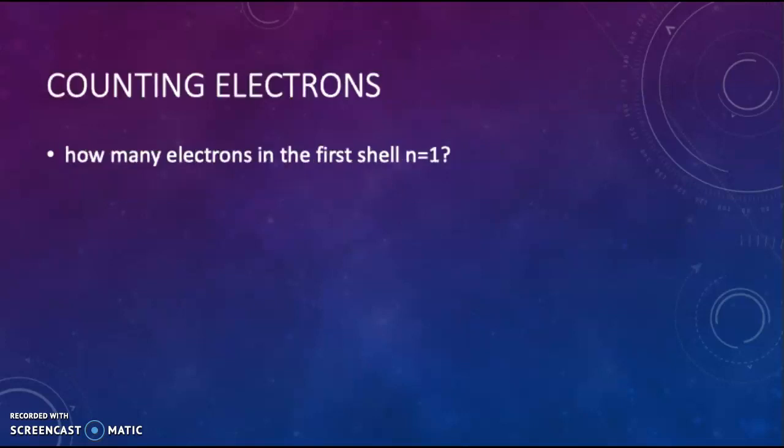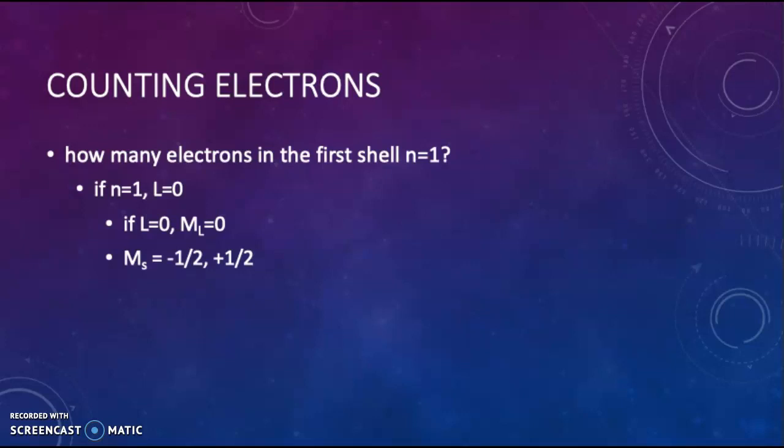Let's say we want to count how many electrons can fit in the first shell, n equals 1. Well, if n equals 1, L can only be between 0 and n minus 1, which means the only possible value in this case is L equals 0. If L equals 0, ML must also equal 0. ML can be anything between positive and negative L, but since there's no such thing as positive or negative 0, the only number that ML can be is 0.